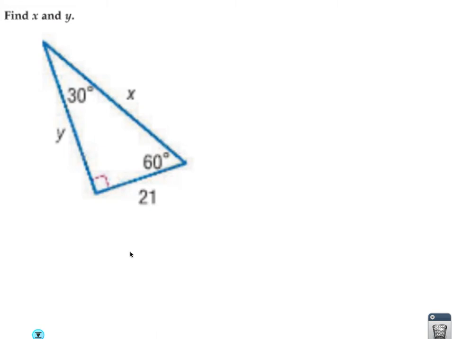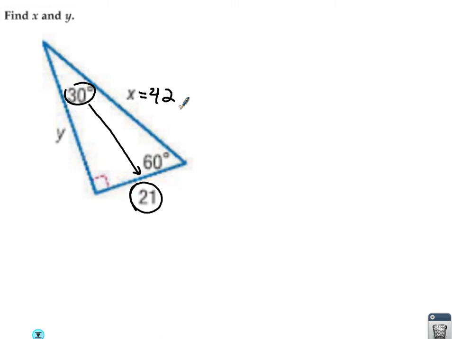In a 30, 60, 90, the hypotenuse will always be double the shorter side. So, Trace, take your calculator out there. My shortest side here is always going to be across from 30 degrees. In this case, my shortest side is 21. I need to know the hypotenuse. The hypotenuse is always double. So, Trace, what's the hypotenuse? If this is 21, then this is 42. Everybody good with that? To go from short side to hypotenuse, you double it.